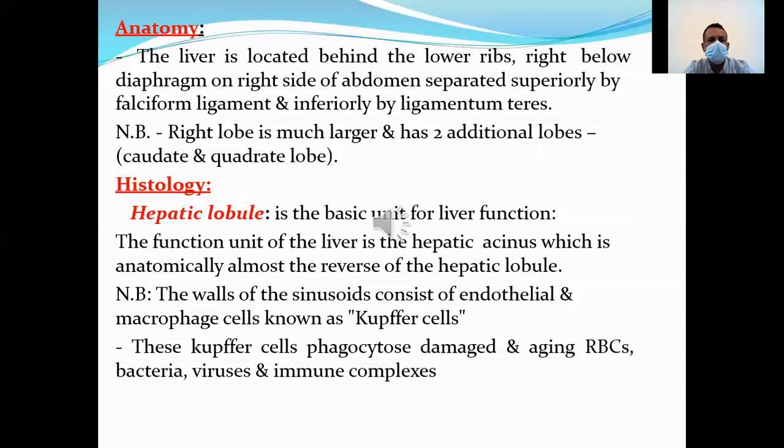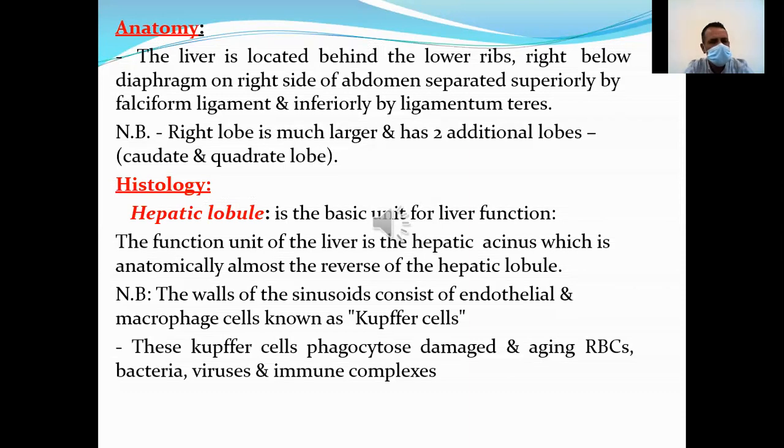We have additional lobes, اللي هم the quadrate lobe and the caudate lobe. Histology, the basic unit and functional unit. The basic unit of the liver هي hepatic lobule, while the functional unit of the liver is called the acini. احنا نعرف functional unit هي the smallest part of the tissue that produces the same function of the organ. For example, the functional unit of the kidney is the nephron. Functional unit of the lung, alveoli.